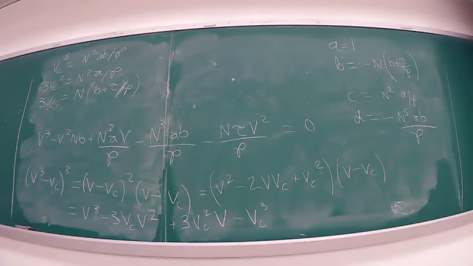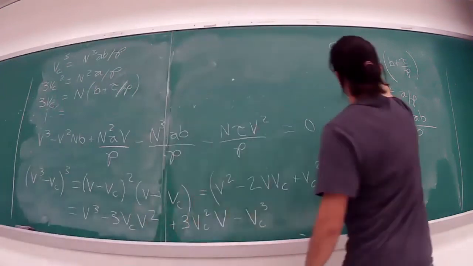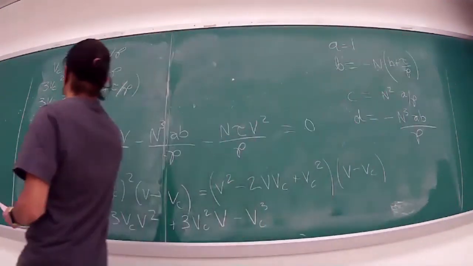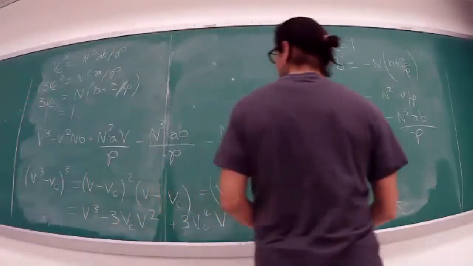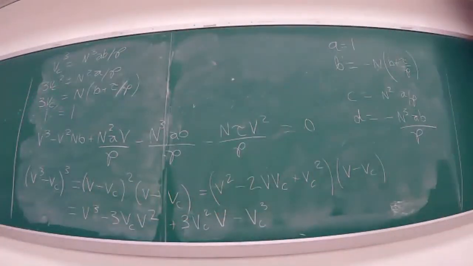Finally, this one, we just have a one. There's no VC, and that is equal to one. All right. So we have that stuff. I guess now I can get rid of these ones.